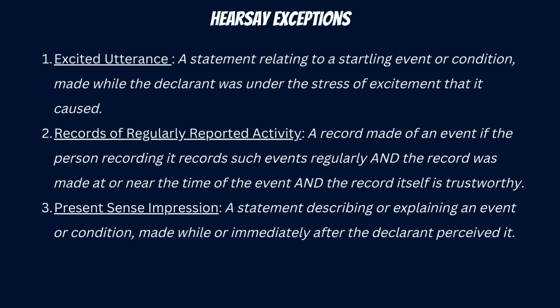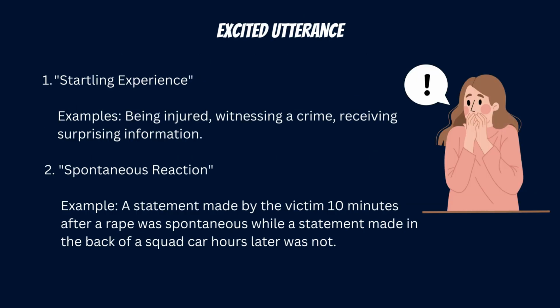There's a lot of exceptions to hearsay rules. I'm only going to go through the three basics in this case: excited utterance, records of regularly reported activity, and present sense impression. All of these are available if you want to see the actual rules. The easiest to look at are the federal rules of evidence. So if you look online and search for Federal Rule of Evidence 803, that's the hearsay rule with all the hearsay exceptions. So if you'd like more information, check that out. But I'm going to walk through each of these right now. The first is excited utterance.